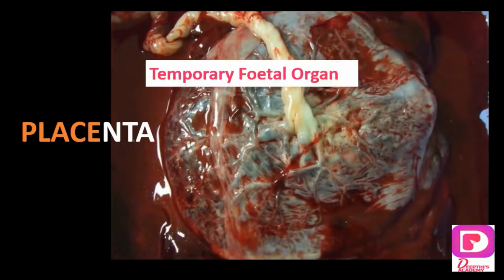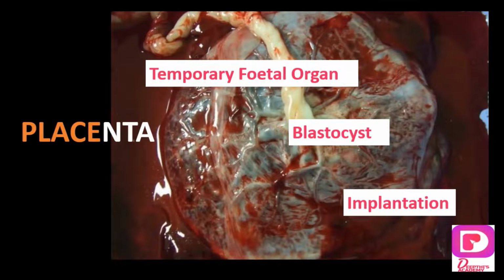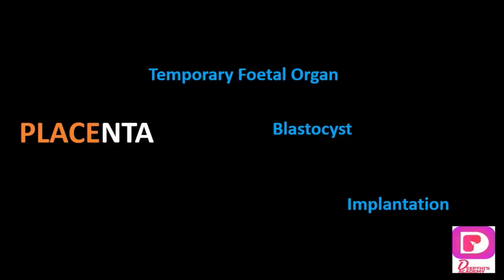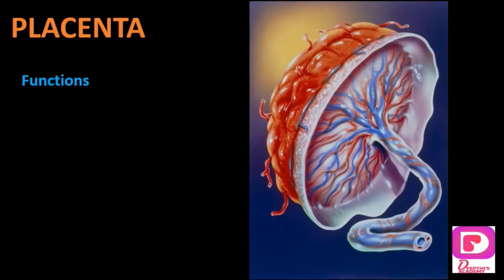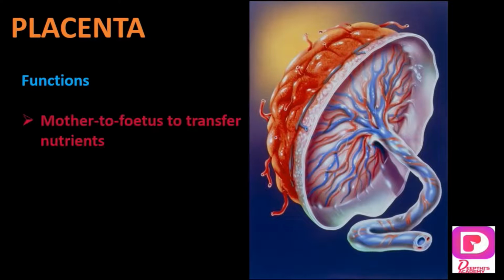Placenta. Placenta is a temporary fetal organ that begins developing from the blastocyst shortly after implantation. Let's see the functions of placenta. First, mother to fetus transfer of nutrients. The placenta acts as a lifeline between the mother and the fetus, ensuring that the fetus gets the nutrients from the mother's body to survive. At the same time, the elimination of metabolic waste occurs in the placenta.